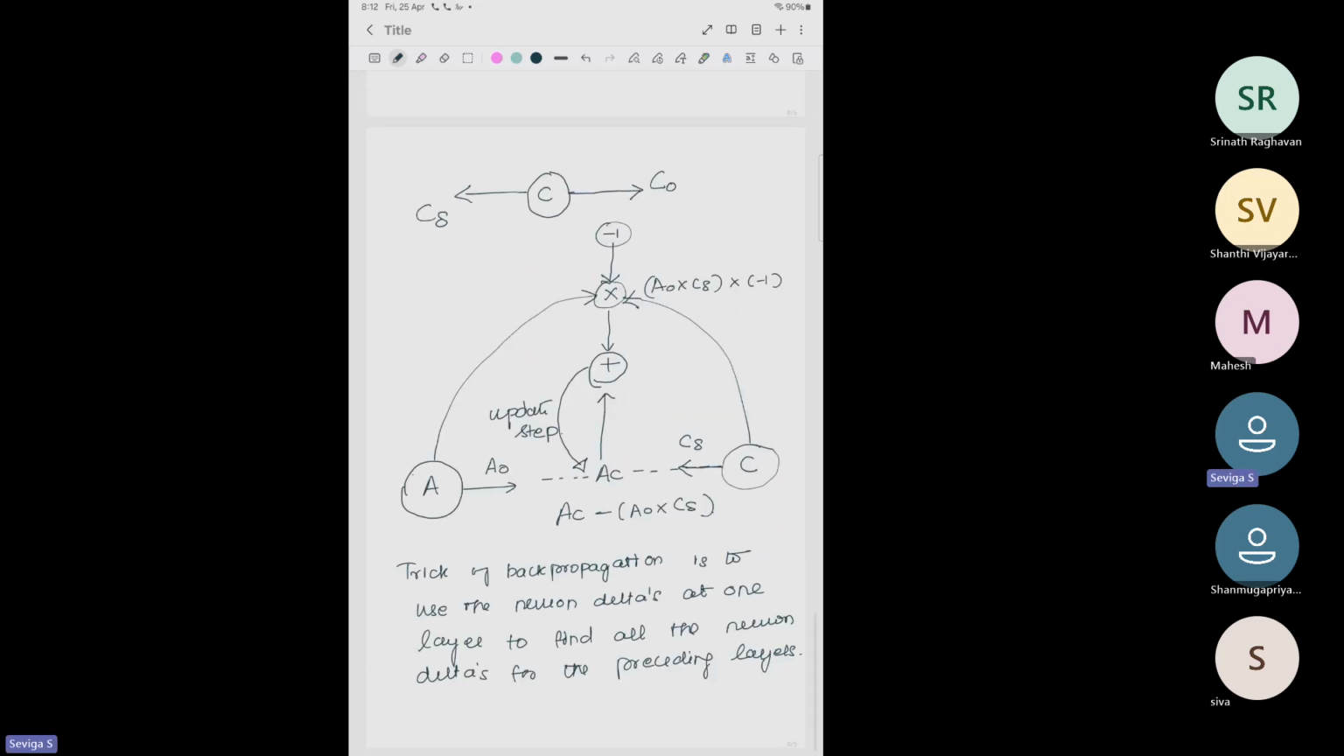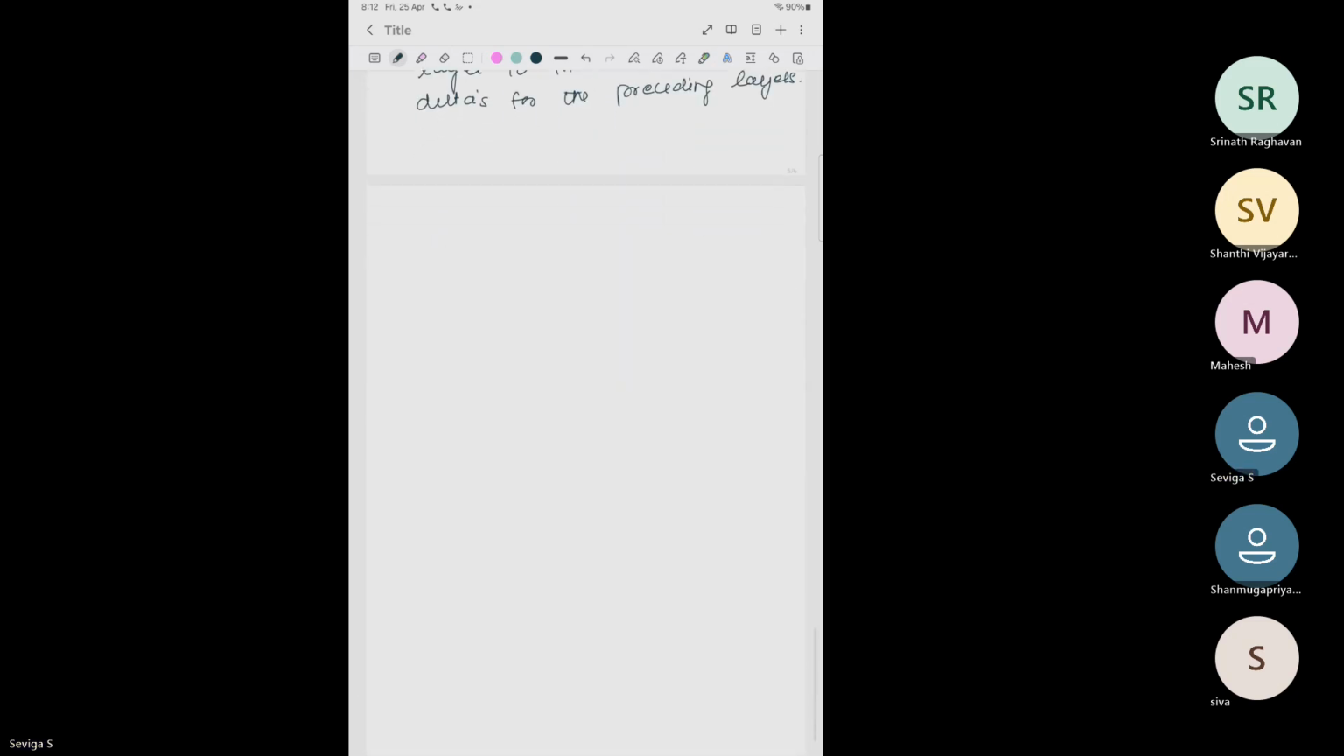So now let us see the third step in backpropagation. The third step is how we are going to find the other neuron deltas. Now we have the delta values for the output neurons. We will use them to compute the deltas for the neuron layer just before the output layer.